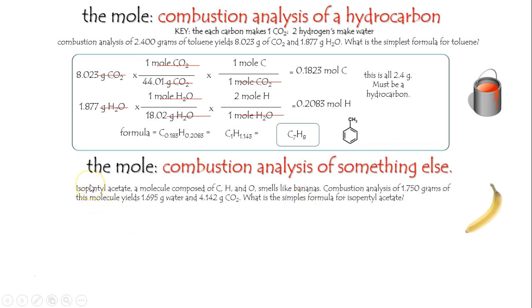A problem where you can have not just a hydrocarbon but something else requires a certain amount of data. Here we're identifying a substance. It's an ester called isopentyl acetate. It smells like bananas, and they tell you it also contains oxygen. Thanks for that. That helps. When we burn 1.75 grams of it, we get about the same amount of water and some carbon dioxide.